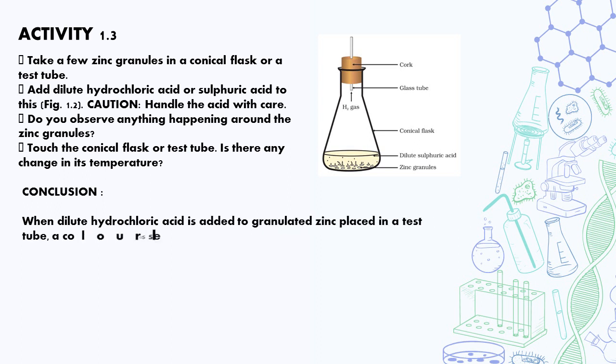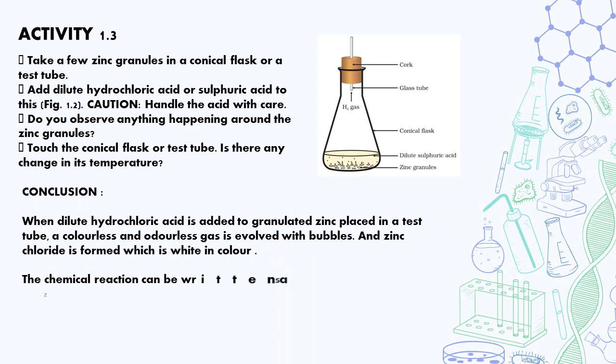Now, when dilute hydrochloric acid is added to granulated zinc placed in a test tube, a colorless, odorless gas is evolved with bubbles. This gas is hydrogen gas and zinc chloride is formed, which is white in color. So, the chemical reaction for this can be written as Zn plus 2HCl gives ZnCl2 plus H2. Now, on the basis of these chemical reactions and activities, we will understand the concept of chemical reactions and chemical equations.